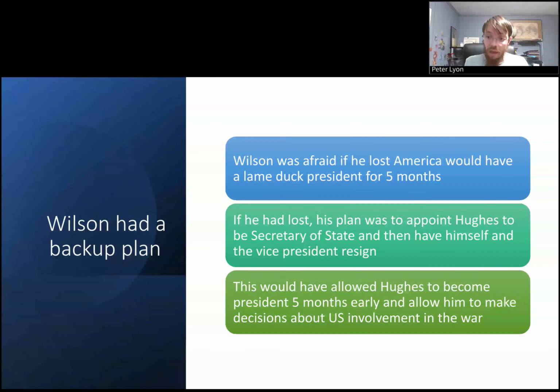And then he would have had himself and the vice president resign. This would allow Hughes to become president 5 months early and allow him to make decisions about the U.S. involvement or lack of involvement in the war. Now, people are going to say that basically Wilson betrayed everyone because the next year the United States will enter World War I.